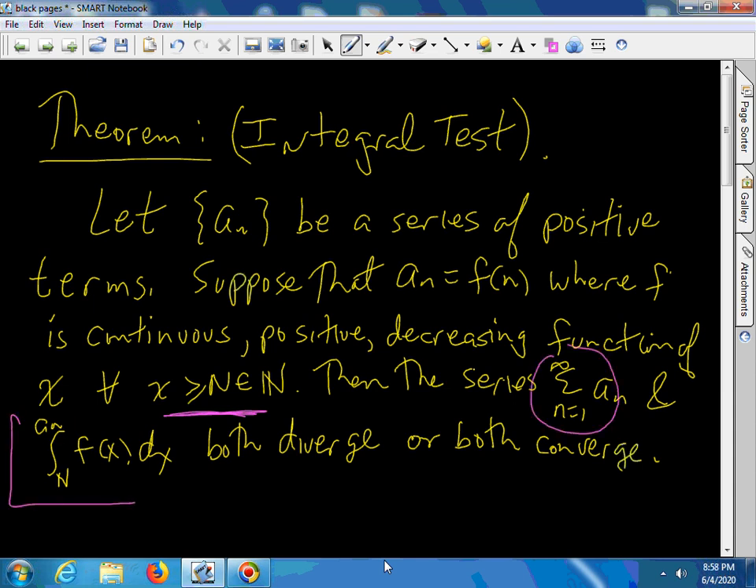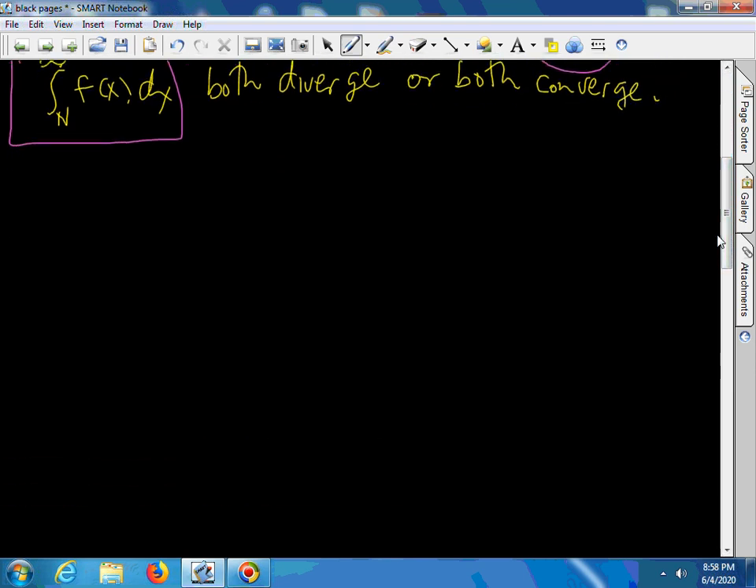these have the same answer. And this should say infinity. That is, either they both converge or they both diverge. Now, in my proof, I'm just going to assume that n is equal to 1.